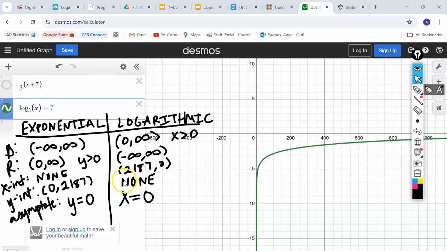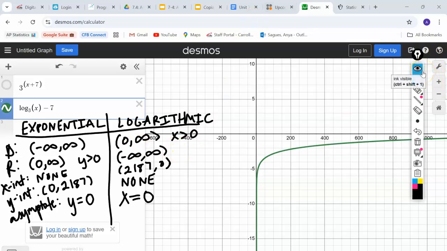Instead of my y-intercept being none, my x-intercept being none, my y-intercept is none for logarithmic. And notice that these numbers are the same. They just switched what they were a part of from y-intercept to x-intercept. And instead of an asymptote being y equals 0, it is x equals 0. So there's a lot of switching going on here.